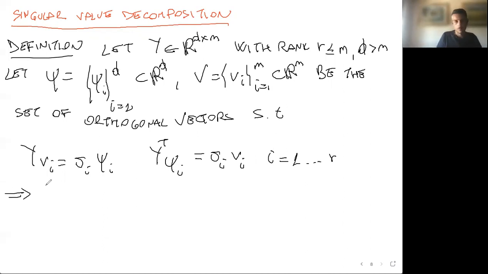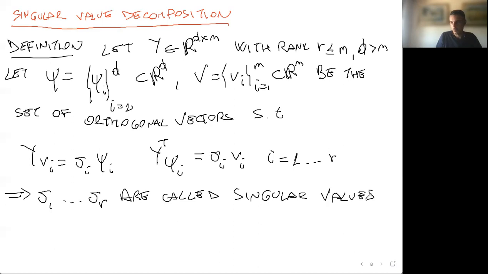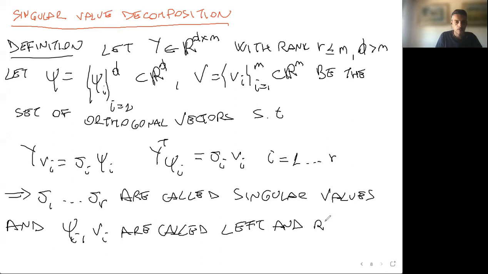Then sigma_1 to sigma_R are called singular values, and psi_i and v_i are called left and right singular vectors.